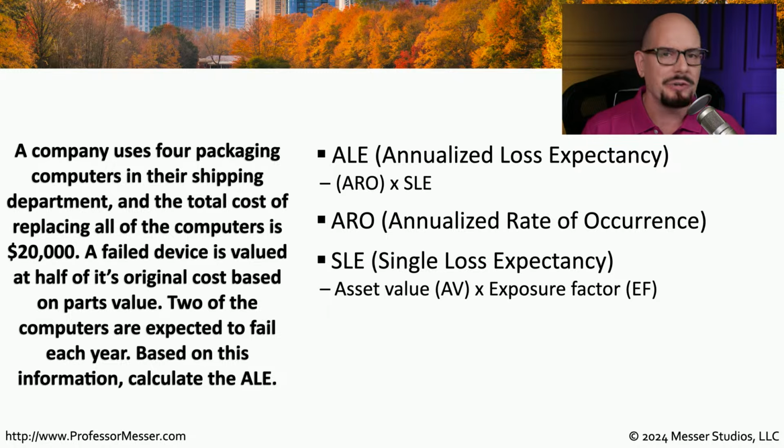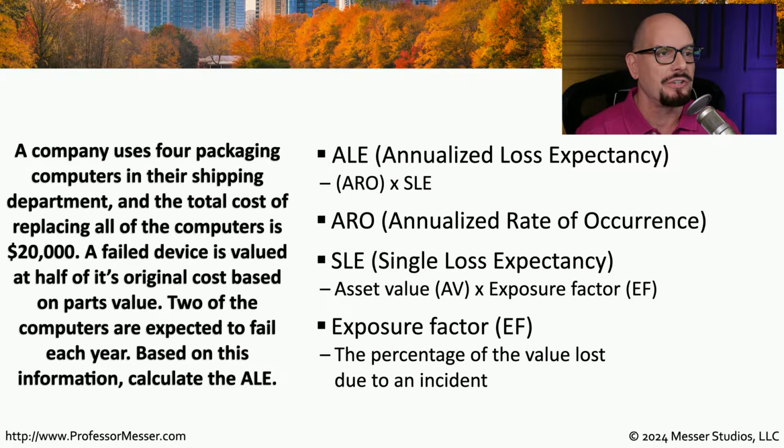Yes, another abbreviation. The final one, thankfully, the EF, is the exposure factor. That is the percentage of the value that you lose when you have this particular problem or this incident occurs. So that is everything we have to know. In fact, all of those come directly from the CompTIA exam objective, so you have to know what all of these things are. I'm not introducing anything new with this.